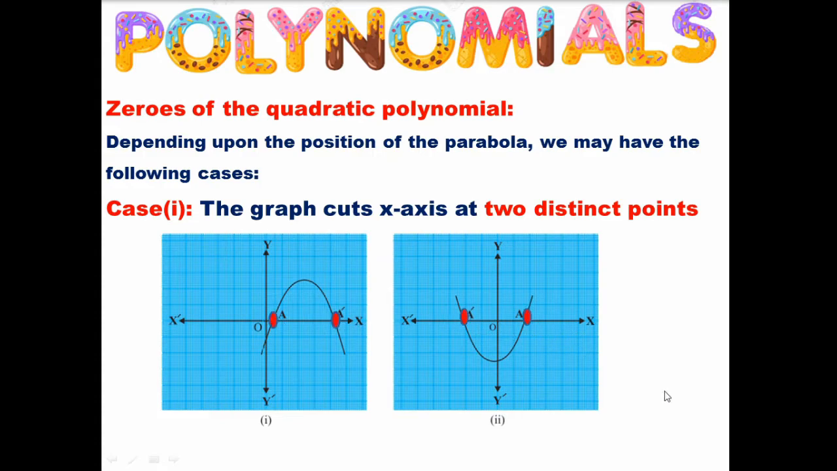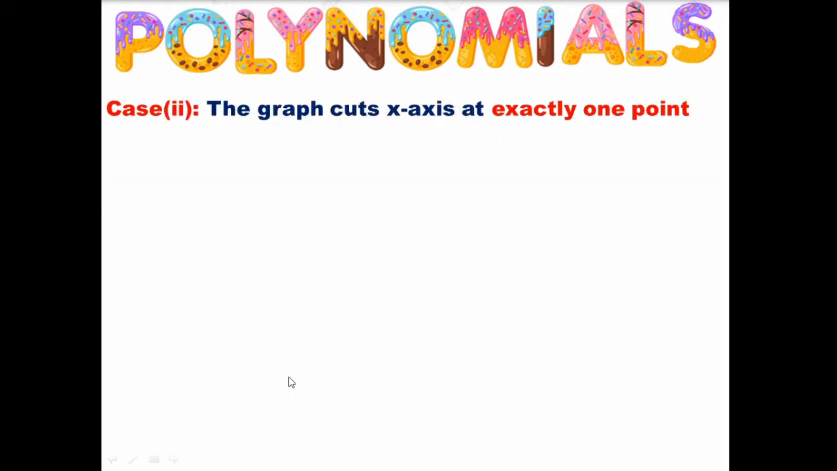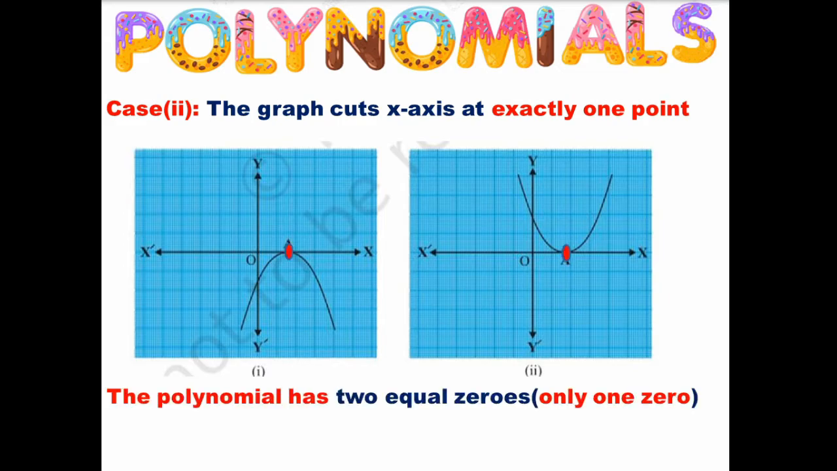This means that the quadratic polynomial has 2 distinct zeros. So this is one zero and this is the other. Similarly for here. So if the graph cuts the x-axis at 2 distinct points, the polynomial also has 2 distinct zeros. Sometimes the graph may cut the x-axis at exactly 1 point alone like this. See here, it cuts the x-axis at only 1 point. In this case, the polynomial has only 1 zero, otherwise 2 equal zeros.